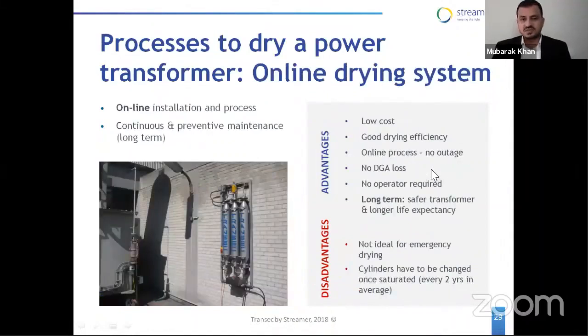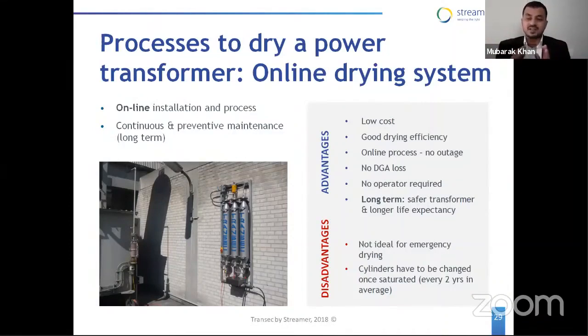So another process is the online drying system. Okay, this is a system where we have three cylinders, and oil is circulated through these cylinders. These cylinders are removing the moisture from the transformer. Now this is a slow process. It is an online process. This system is permanently installed on the transformer, and it is removing the moisture from the transformer continuously 24/7.